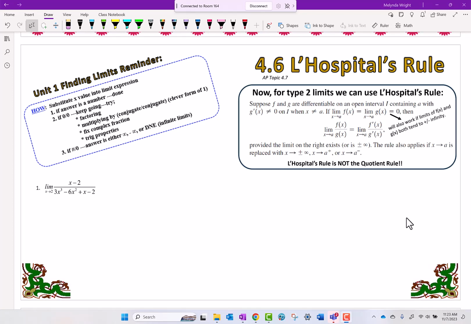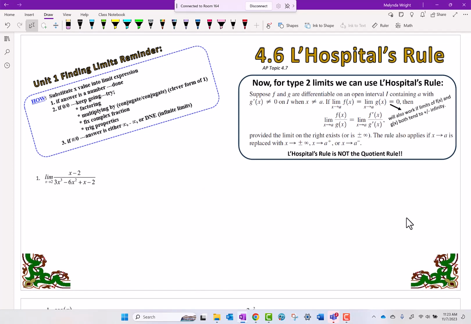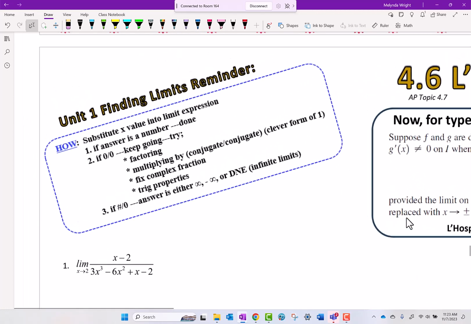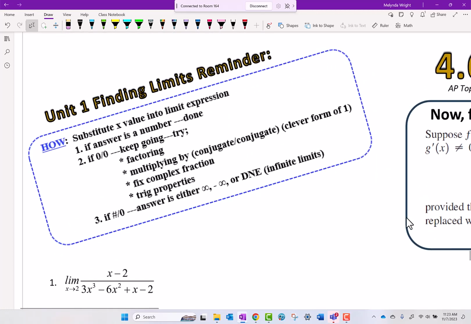All right, let's take a look at our lesson today on L'Hopital's rule. So, oh goodness, limits. I know y'all missed them so much. They're back. Yay. Okay, I know you're probably giving me, like, Dr. Wright, stop. Okay, so this is just a reminder from way back in the day when we did limits, which has been some time ago.